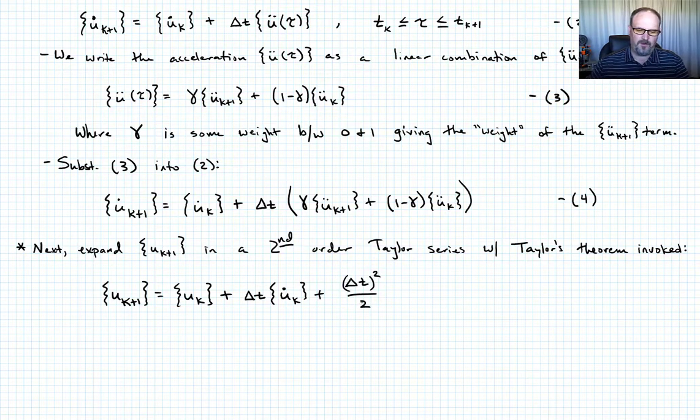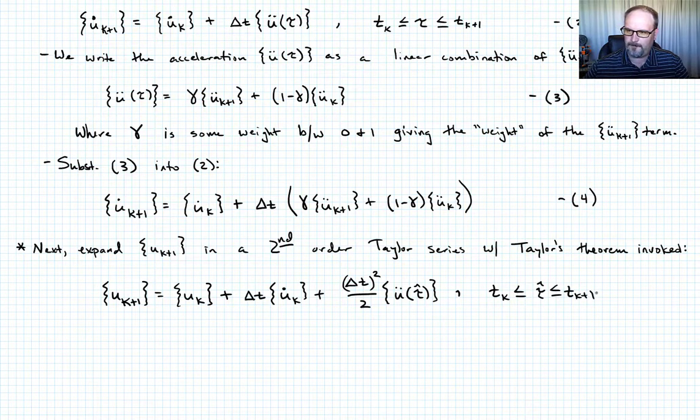And now we're going to invoke Taylor's formula. And so this becomes u double dot tau. I'm going to put a hat over it so that you know it's not the same tau necessarily as what was in equation 2. Okay? But it has the same definition, right? Tau hat is between t k and t k plus 1. Okay, let's call that equation 5.